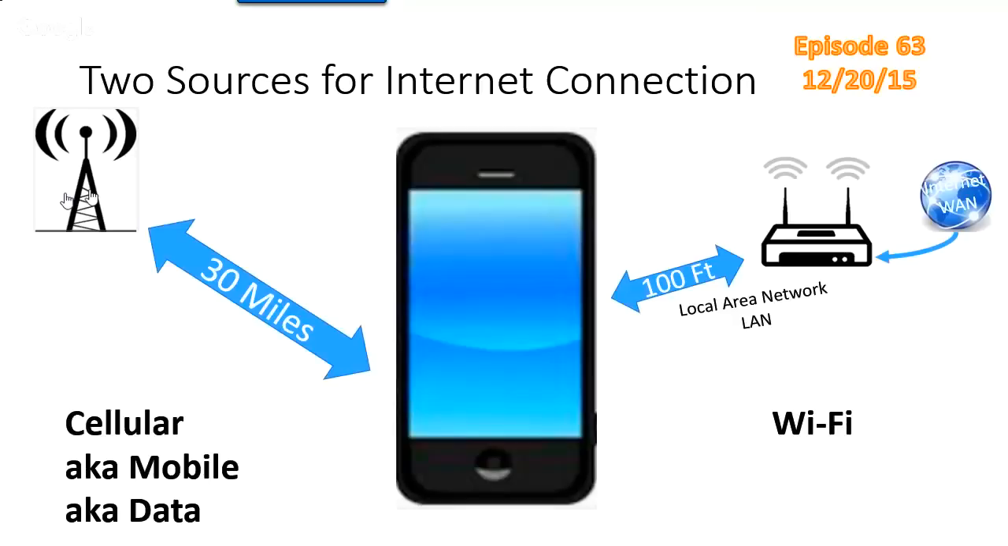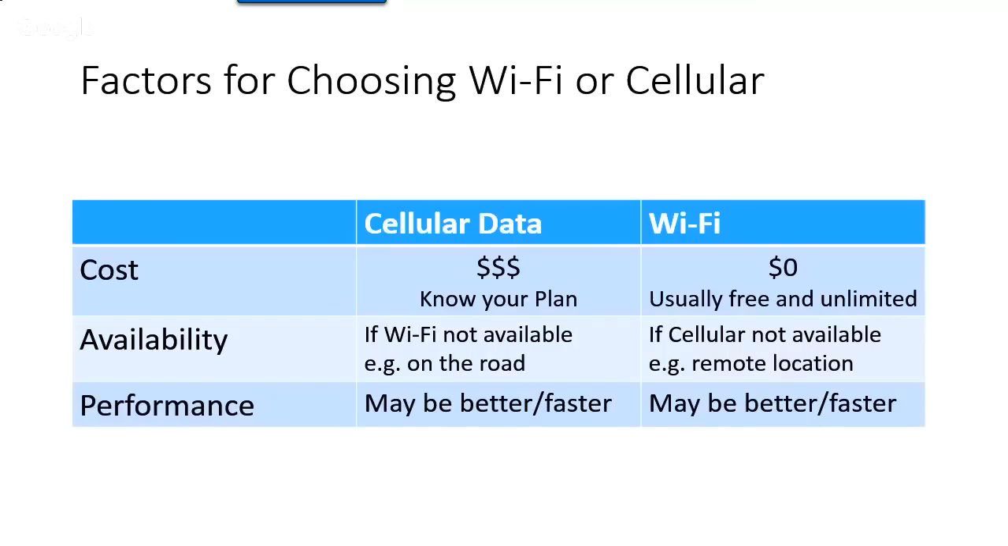Okay? So, factors for choosing which one to use, Wi-Fi or cellular. First is cost. Cellular data, you are paying Verizon or T-Mobile or Sprint, and you need to know your plan. If your plan has small amounts that you're allowed and you're paying big bucks, then you're going to want to use Wi-Fi anytime possible. Wi-Fi is usually free and usually unlimited, but not always.